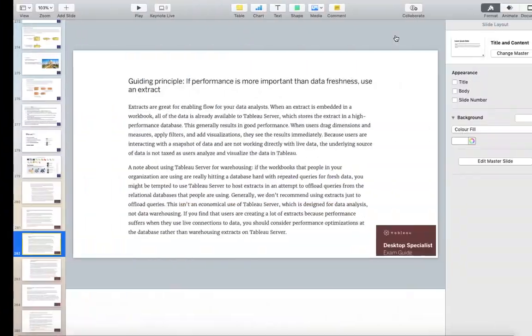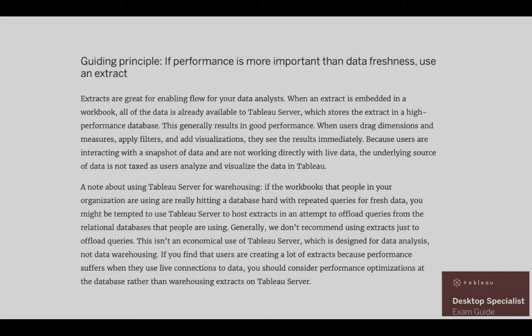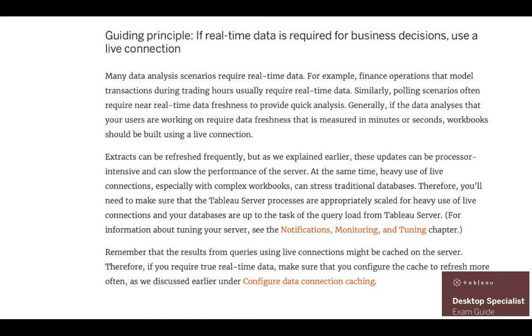So let's go back to the slide. If real-time data is required for business decisions, use a live connection. This is the reverse of what I said in the previous slide, that if you are dealing with sites like Cricinfo or Sensex or share markets, where having live data is very, very important, performance will always be important. So if you want a live data source, then you will have to optimize your database as per the requirement. That will be more expensive, but you don't have any other option as well.